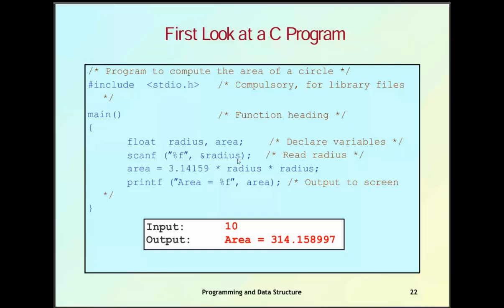Whereas while computing the area, you only need to read the number, so there is no need to add an ampersand over here. Only radius you can add and then it will be computed. Now can anyone tell me, in printf, again we have two parts, area equals to, what is %f over here?